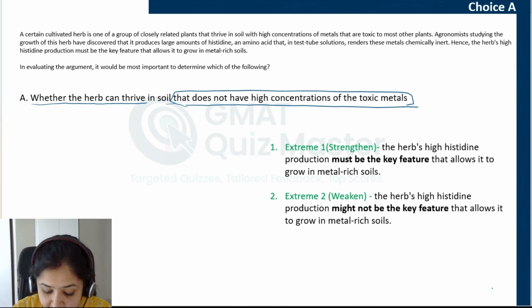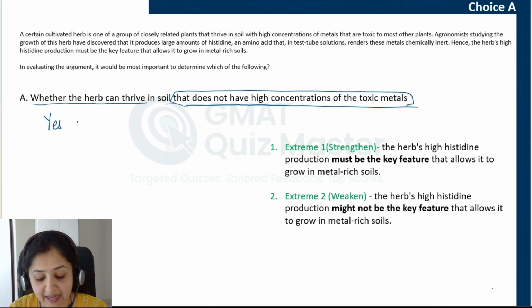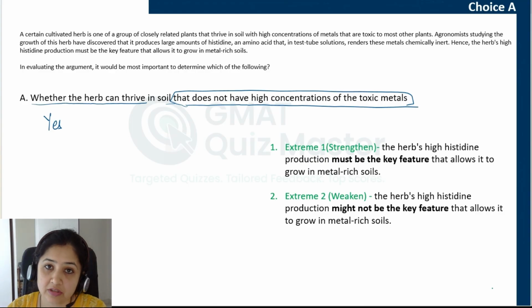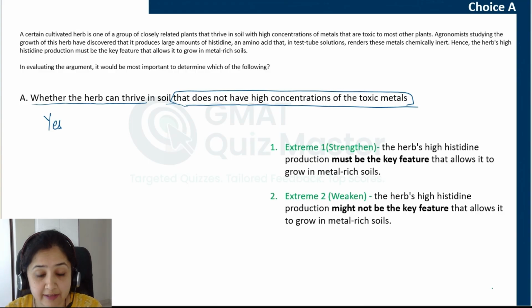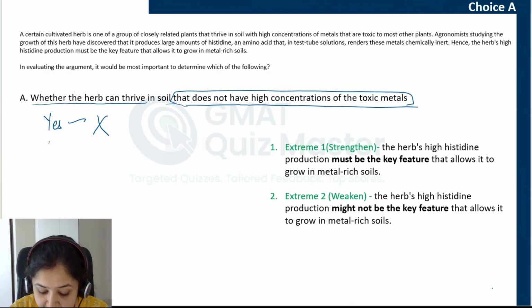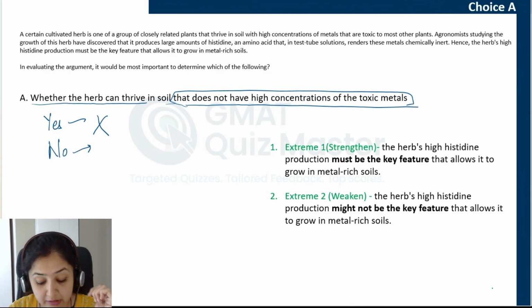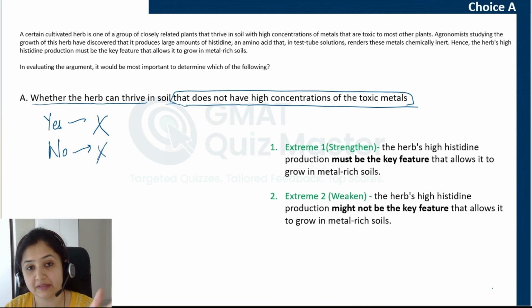Can you say that? Let's say this is yes, the herb can thrive in soils that are not rich in metals. Does that mean that histidine might be the key feature, or does that mean that histidine might not be the key feature? No. So this extreme does not strengthen or weaken the conclusion here. Let's consider the other extreme, that no, the herb cannot thrive in soil that does not have high concentration of toxic metals. Again, it does not indicate whether histidine can or cannot be the key feature behind the ability to thrive in metal rich soil.